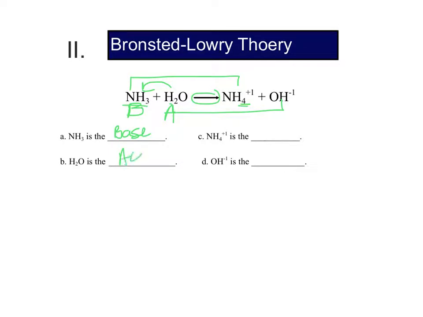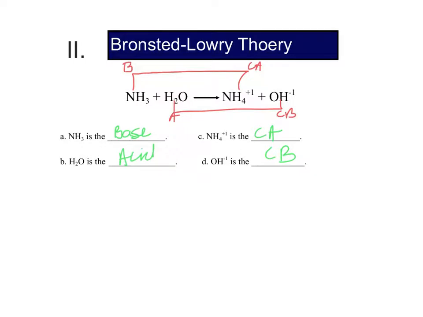H2O is the acid. Well, we know that NH3 becomes the opposite. If it was a base here and now it accepts, NH4 is the conjugate acid. And then H2O, if it was an acid on this side, it becomes the opposite on the other. It's a conjugate base, because if this reaction were to go backwards, it would just redonate. So this acting like an acid, this acting like a base.